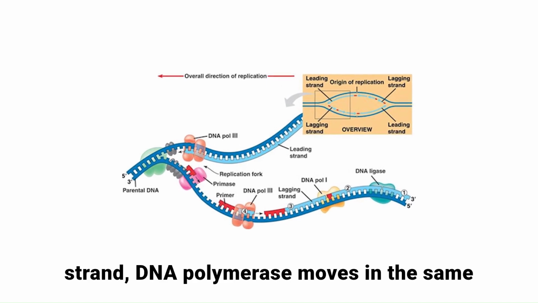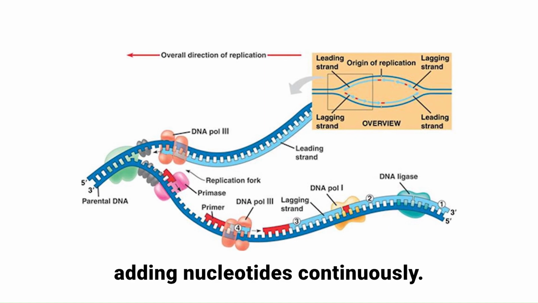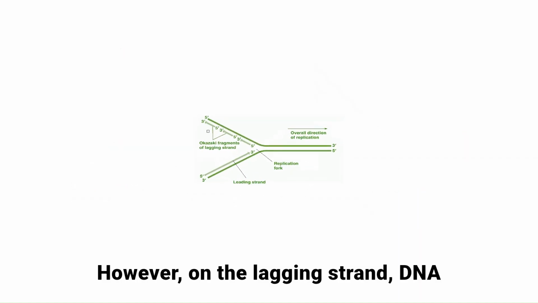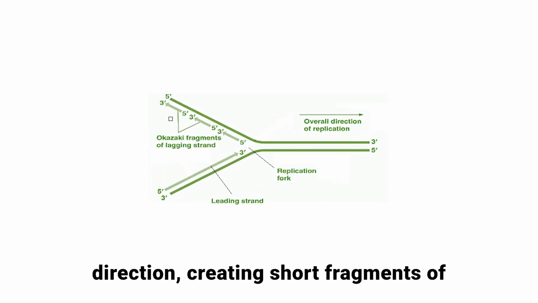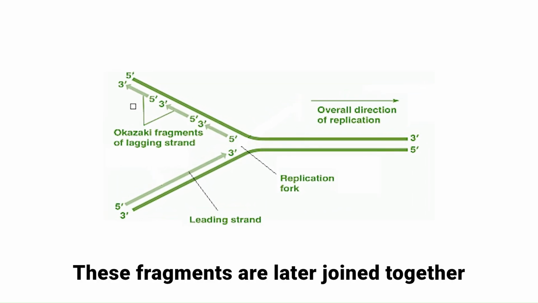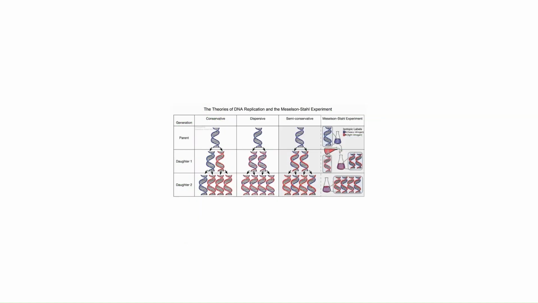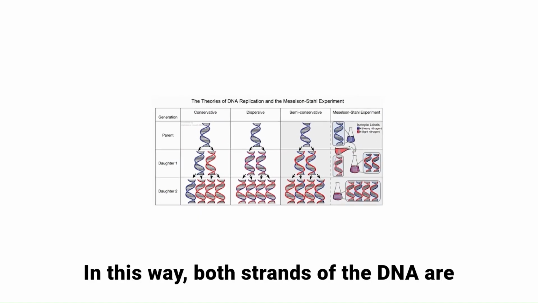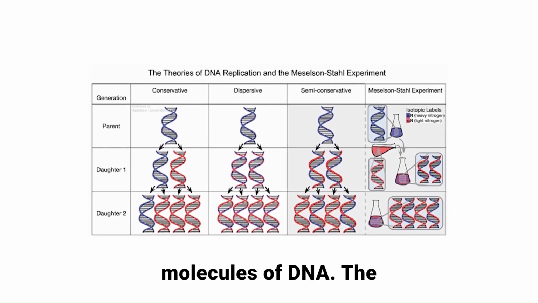On the leading strand, DNA polymerase moves in the same direction as the unwinding of the helix, adding nucleotides continuously. However, on the lagging strand, DNA polymerase works in the opposite direction, creating short fragments of DNA known as Okazaki fragments. These fragments are later joined together by another enzyme called ligase. In this way, both strands of the DNA are replicated, producing two identical molecules of DNA.